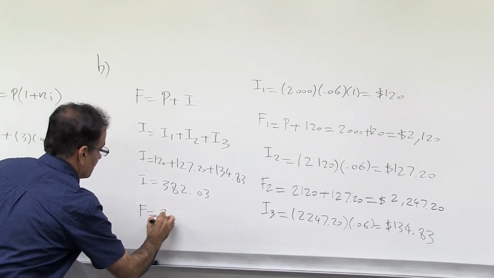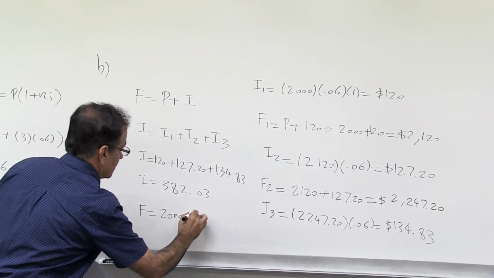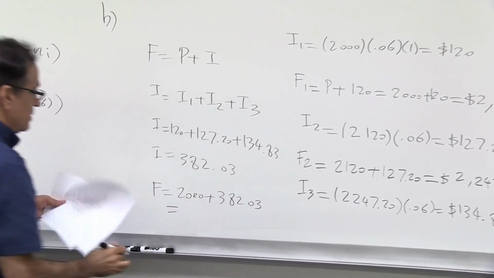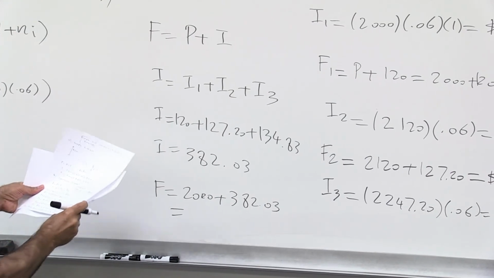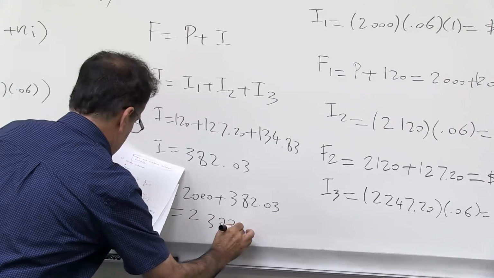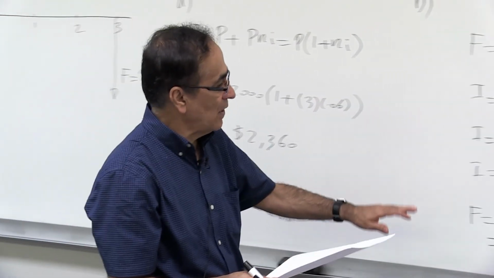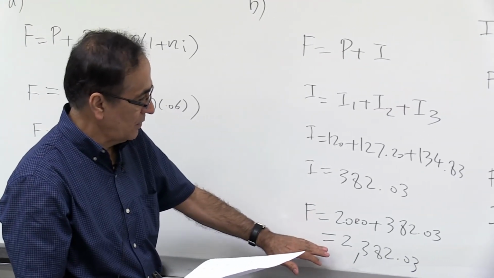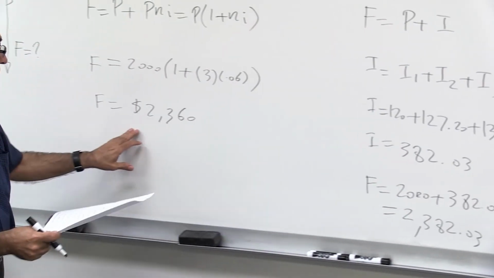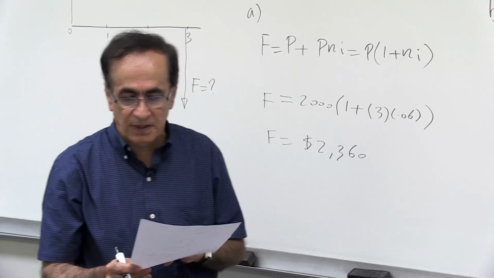Now, in order to find the future value, it's going to be the principal plus the interest. If you add this, the future value is going to be equal to $2,382.03. As you can see, for compound interest, the total amount that you owe is $2,382.03. For simple interest, it is $2,360. The difference is about $22.03.